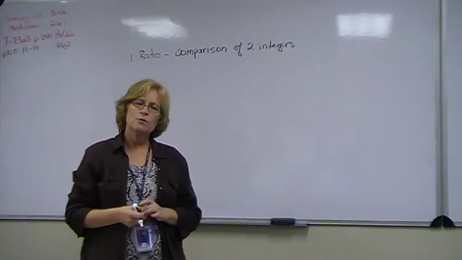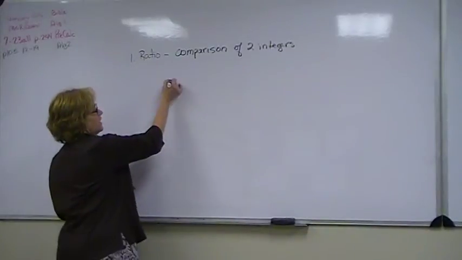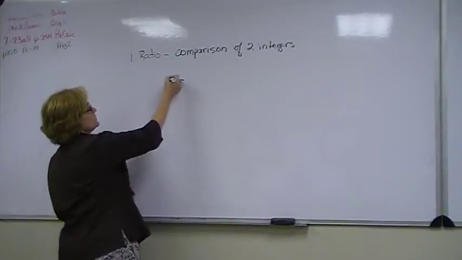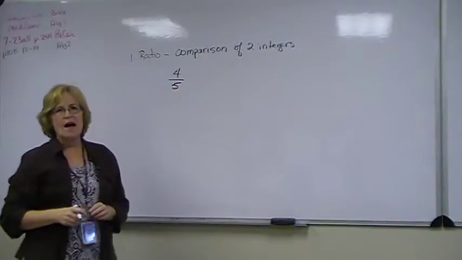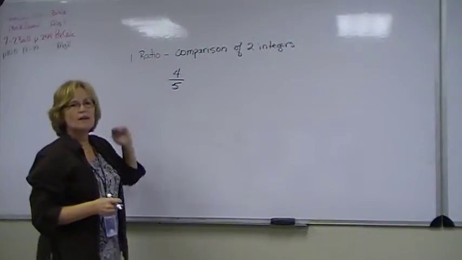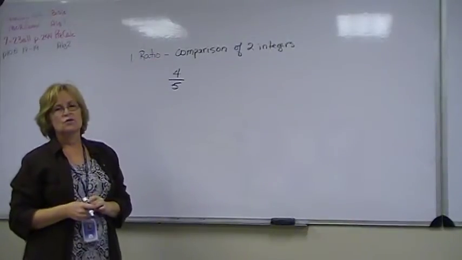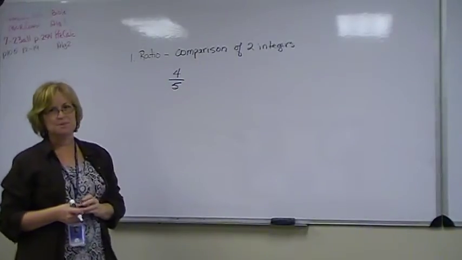We commonly refer to a ratio as a fraction because you have a numerator, which is a value, and you have a denominator, which is a value. And in this case, I have 4 out of 5. So that is a comparison of two integers.